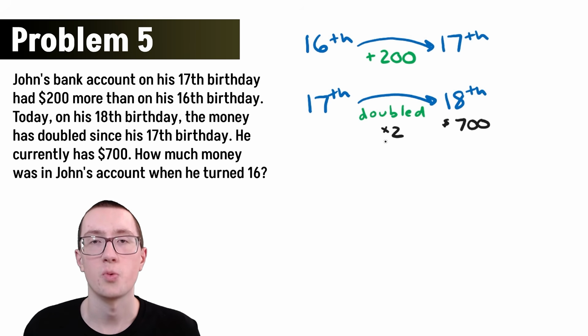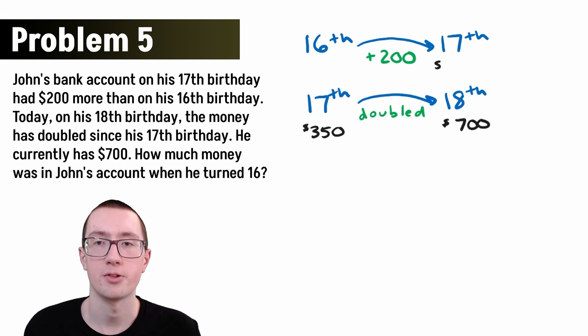That's what you're doing, right? So what's the opposite of multiplying? Well, it's dividing. So if we divide by 2, we'll get our first number. So if you put this in your calculator, 700 divided by 2 is 350. So we know that initially, before he doubled his money, he had $350. And if you weren't sure, you could do it the other way. You could take 350, multiply it by 2, and if you get 700 again, then you did it right. So we know that he had $350 on his 17th birthday.